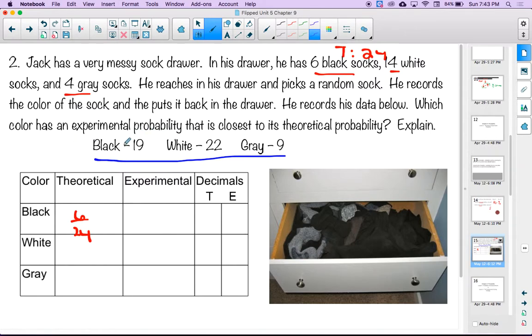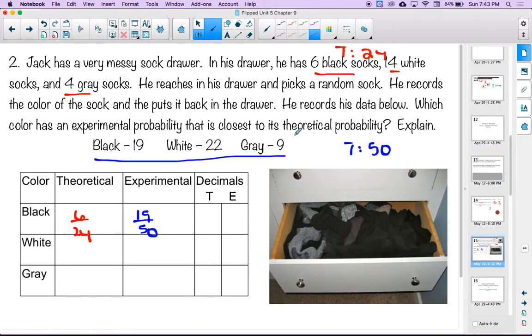So black got drawn 19 times, 22 times for white, and gray 9 times. So in order for me to figure out this probability, I have to know how many times he picked socks in all. So if I do a quick addition problem, 19 plus 22 is 41. 41 plus 9 is 50. So we know that the total number of picks is 50. So my denominator for the experimental probability of getting a black sock is 50 because there were 50 picks in all, and he got a black sock 19 times.